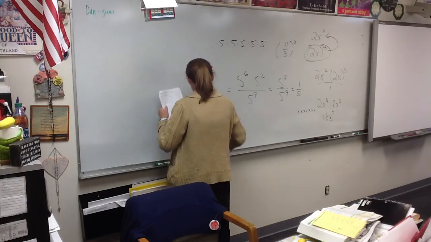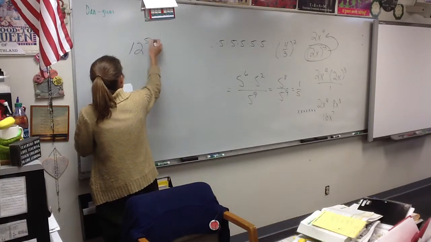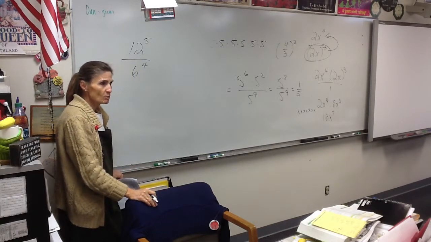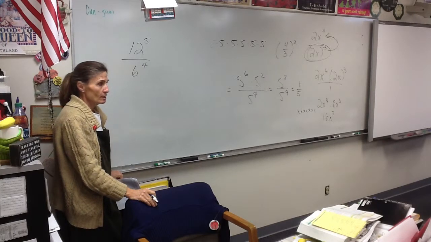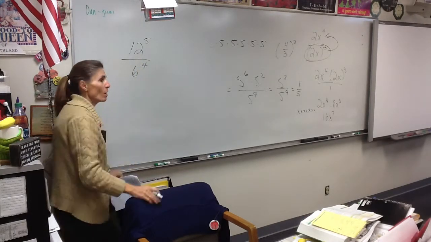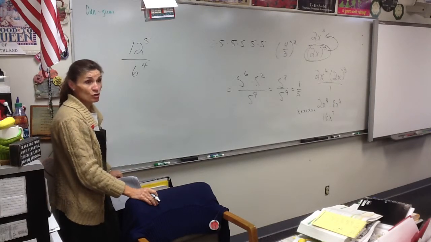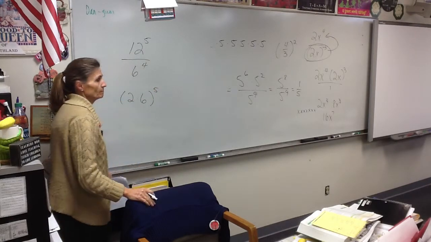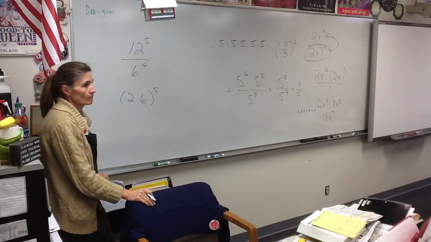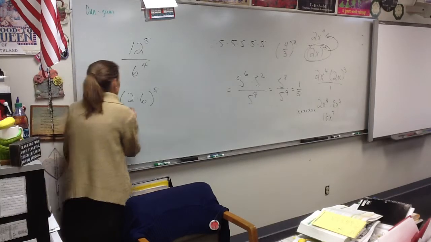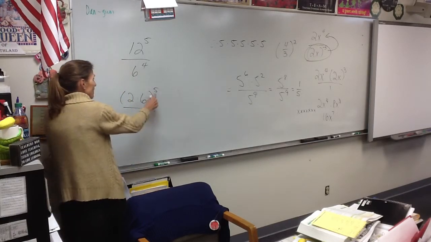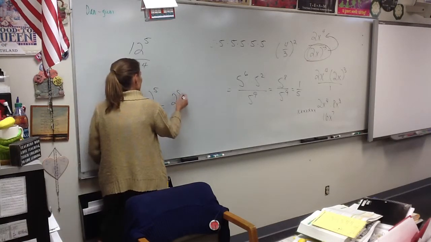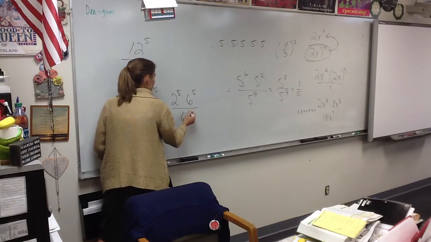The next one. No calculator. I got 12 to the 5th over 6 to the 4th. How can I expect you to do this without a calculator? Well, what do you know about 12? Divisible by 6. It's 2 times 6. So let's rewrite that 12 as 2 times 6. Now, see that 5 right there? Does that go with the 2 and the 6? Okay, so that would be 2 to the 5th, 6 to the 5th, over 6 to the 4th.